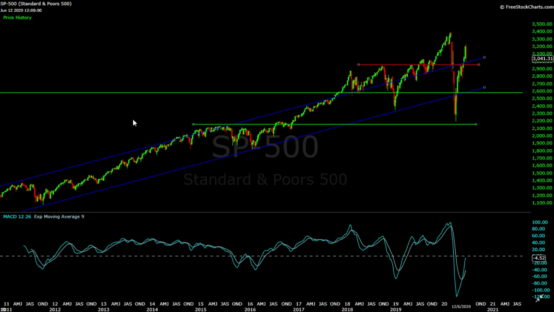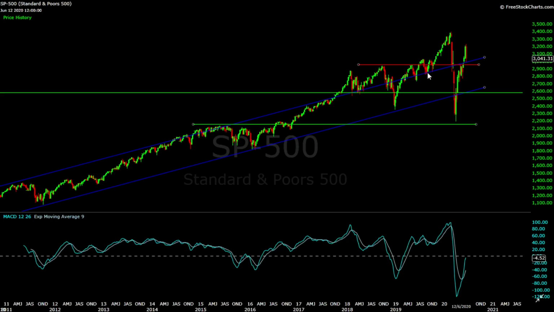The trend channel you see here in blue captures the rise since 2009. This makes it an important trend channel. S&P 500 broke this trend channel to the downside in March but has since fully recovered back above it. The recent drop the past week is testing the top of this trend channel.